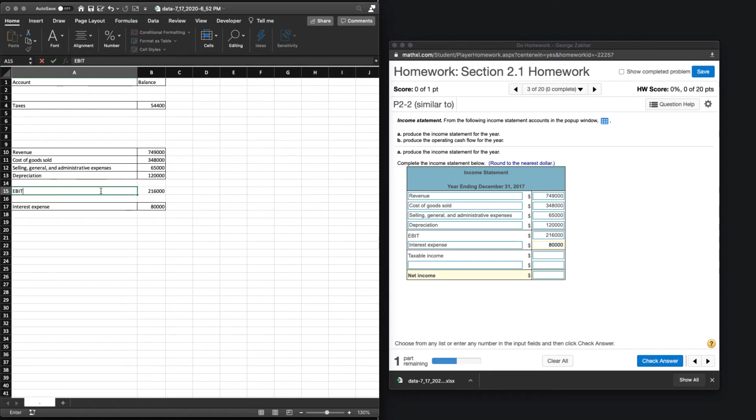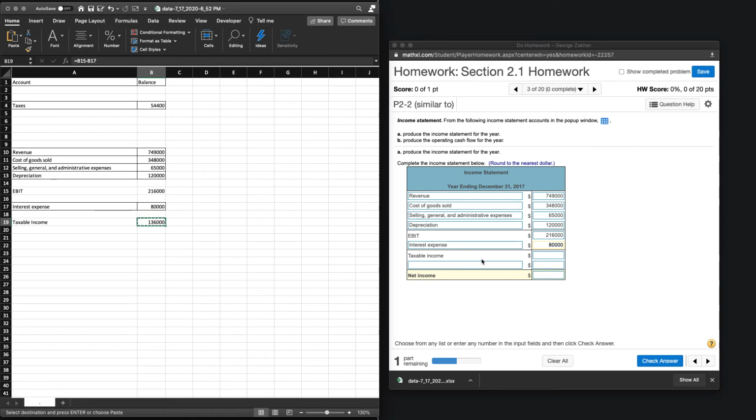Now we just have to account for our tax. So before that, we're going to figure out our taxable income. So we'll just do it here. Okay, so taxable income will be our earnings subtracted our interest. So that's our taxable income.